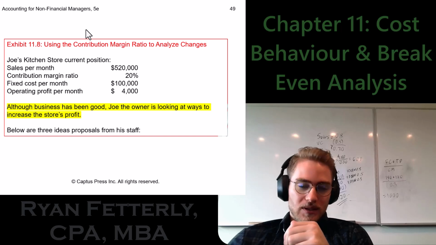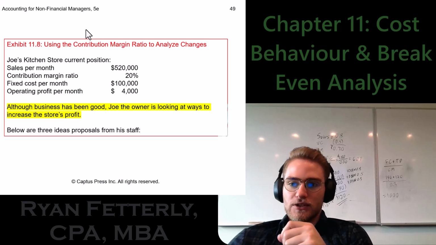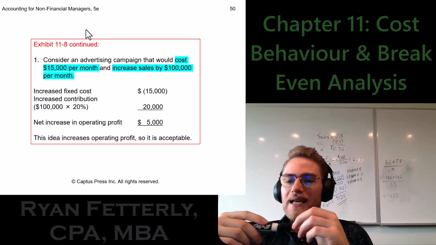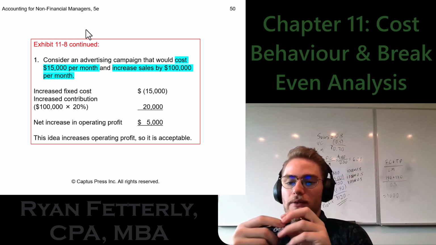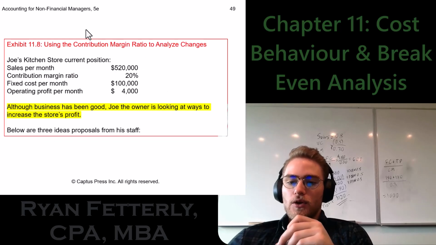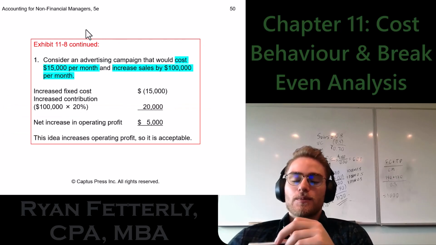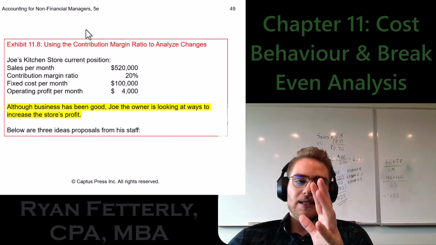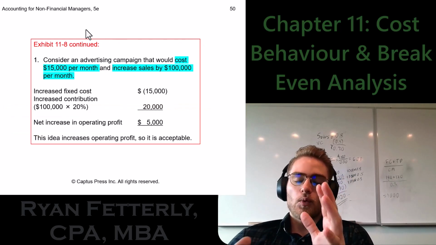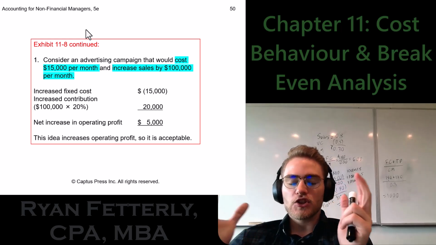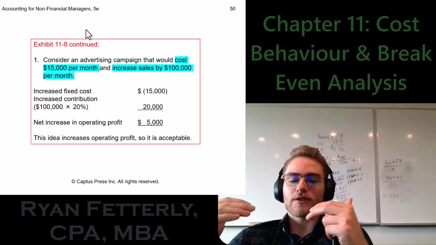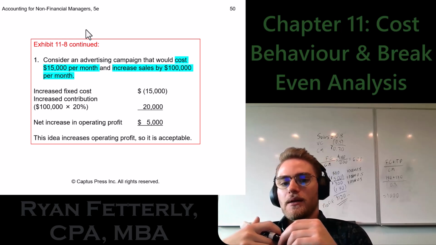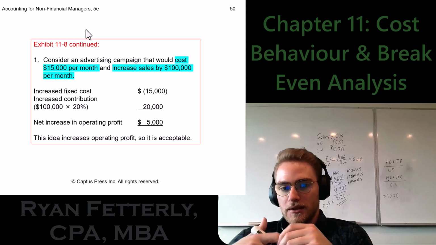He has three proposals on the table that he needs to evaluate to determine the best way to go forward. So consider an advertising campaign that would cost $15,000 per month. Okay, so we're going to go from $100,000 to $115,000 per month, right? But we're going to forget all of this because we're only going to do an incremental analysis at this point, right? So we're only going to look at what's changing. So what is changing here? With respect to our bottom line, we're going to take a $15,000 hit per month because we're increasing our fixed costs.